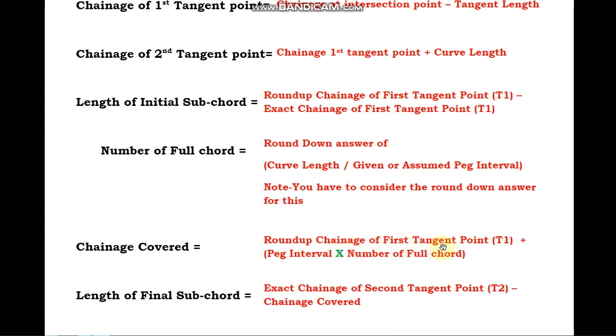Round up the chainage of the first tangent point plus, inside the bracket, the peg interval into the number of full chords. The peg interval is always given numerically, and the number of full chords we have calculated from this formula. Length of final subchord is equal to exact chainage of second tangent point minus chainage covered. Okay, so these are the formulas we are going to use in the numerical solving.